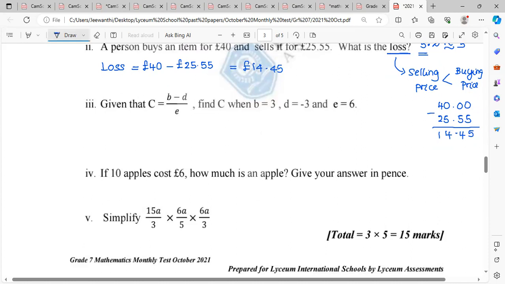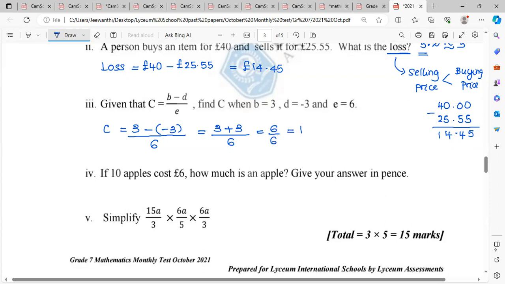So then the next one, they have given the equation and we want to find the C value. To find the C value, you want to substitute the value given: B is 3, subtract D is negative 3. When you are writing those negative values, you can use the bracket, and E is 60. Then when you have two signs together, 3 plus 3 divided by 6. 3 plus 3, it is 6. 6 divided by 6, the answer is 1.